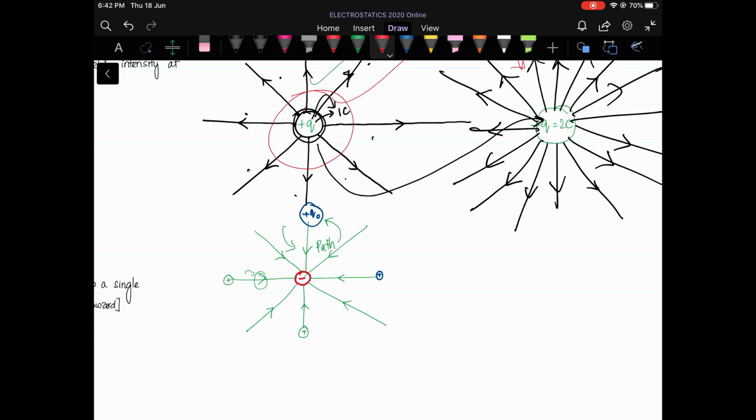So clearly you can see the direction of the electric field, which is given by these lines, are opposite in direction when we compare a positive source charge and a negative source charge. For the positive source charge, expect the electric field to be away from it, and for a negative source charge, expect the electric field lines to be towards it.